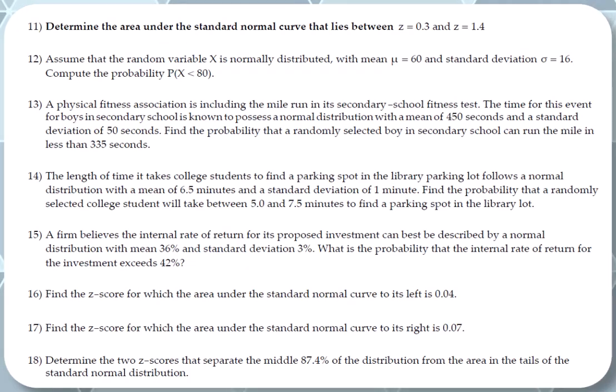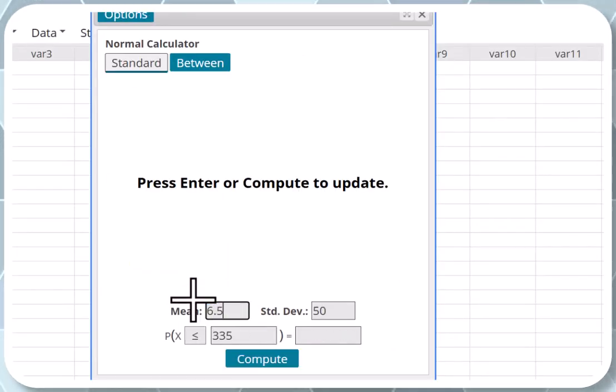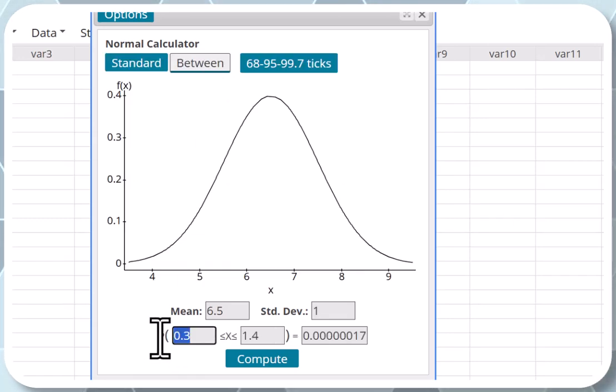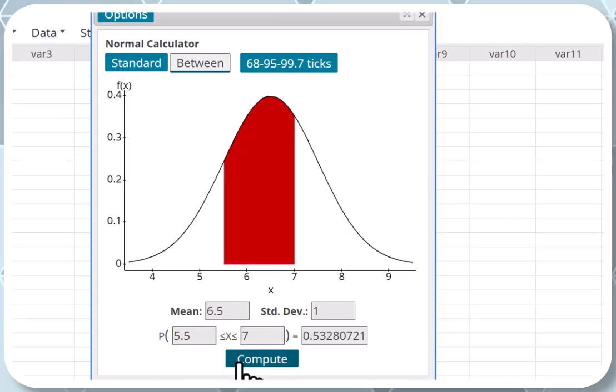The length of time it takes college students to find a parking spot in the library parking lot follows a normal distribution with a mean of 6.5 and a standard deviation of 1. What's the probability that a randomly selected college student will take between 5 minutes and 7.5 minutes to find a parking spot? Remember, the mean is 6.5 and the standard deviation is 1.